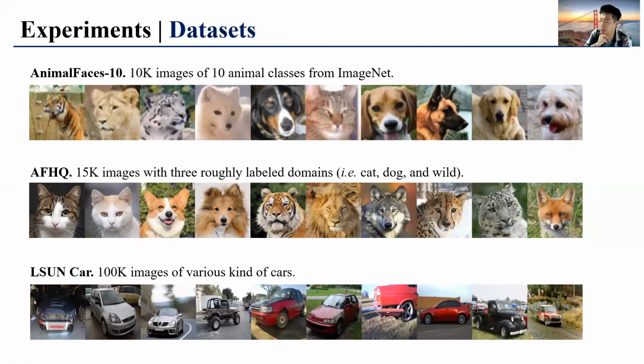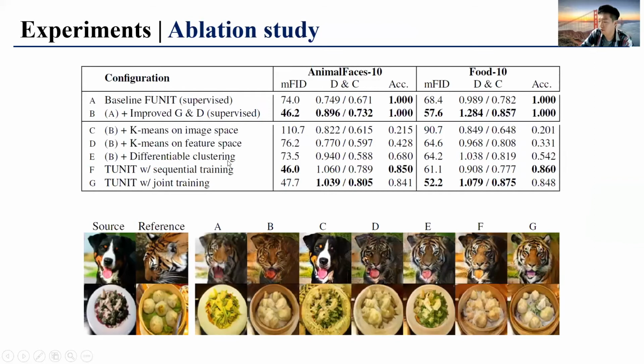For the time's sake, I will just skip this. This is the ablation study. Since there was not much baseline we could compare with before, the few shot unsupervised image translation model says that it is unsupervised, but as we claimed in our paper, it was still using some amount of supervision, at least a few domain labels while training. But there was no choice, so we just compared with UNIT.